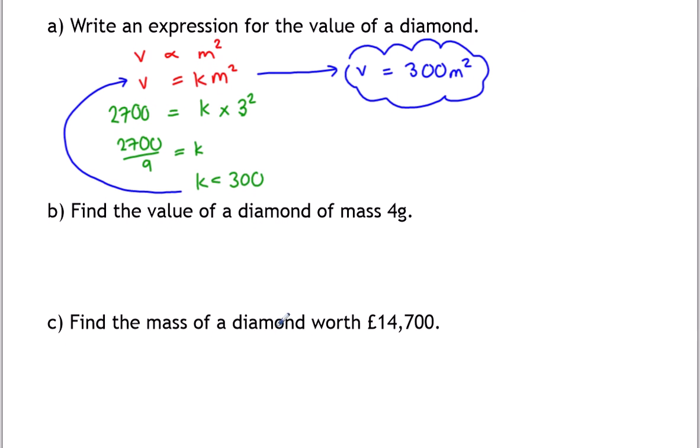Find the value of a diamond whose mass is 4 kilograms. So V equals 300 m squared, which is why this is so important. Okay, without this you can't do these down here. So the mass is 4, so 300 times 4 squared. 4 squared is 16, and 300 times 16 is 4,800.